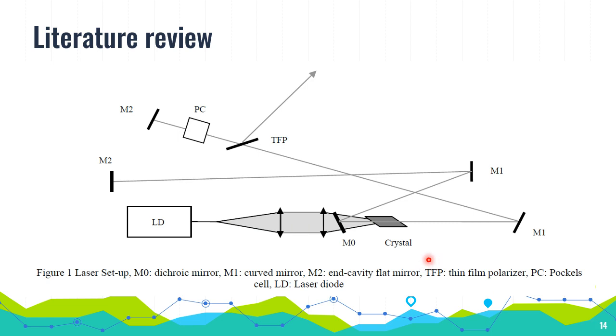Okay. And to optimize the overlap between the laser beam and the seed beam, they used a 200 micrometer diameter fiber and then collimated with a 250 millimeter focal length triplet here.